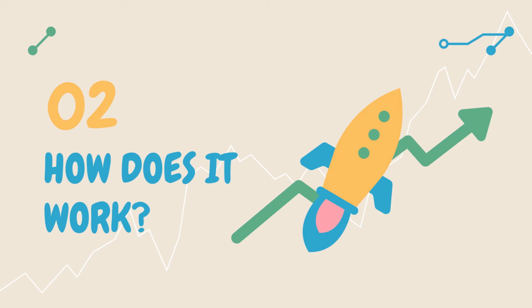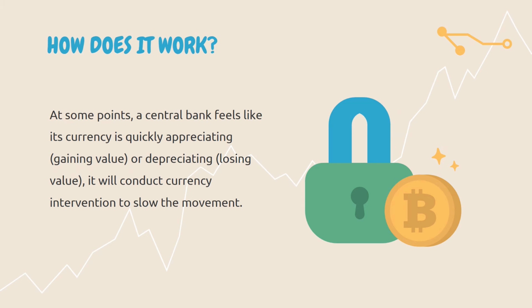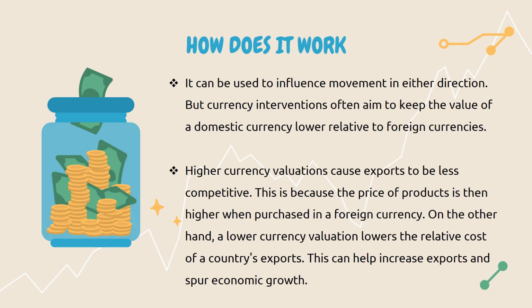So how does currency intervention work? At some points, a central bank feels like a currency is quickly appreciating or depreciating. This may be cause for it to decide to step in. It will conduct currency intervention to slow the movement. It can be used to influence movement in either direction, but currency interventions often aim to keep the value of a domestic currency lower relative to foreign currencies.